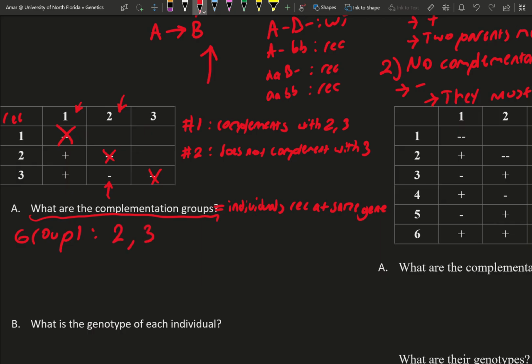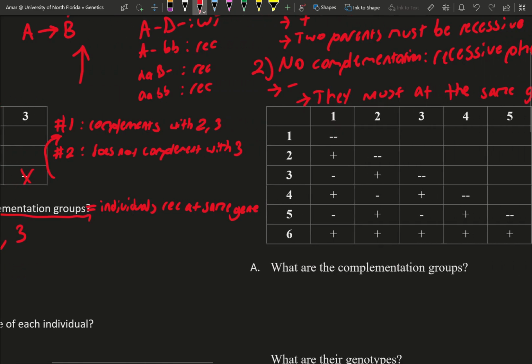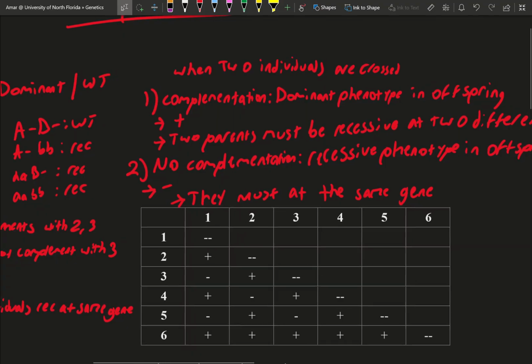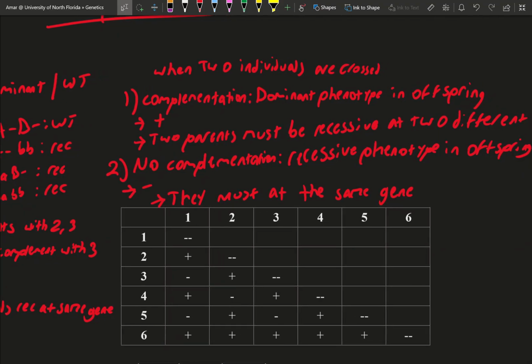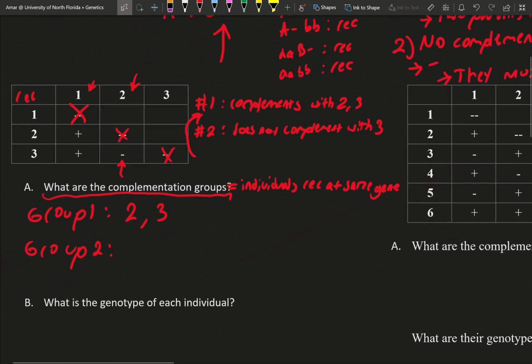And then we're left with individual number 1. So what do we do with individual number 1? We said that it complements with both 2 and 3. Because individual number 1 complements with 2 and 3, it has to be recessive at a different gene than 2 and 3. So therefore it would be in a different group. So 1 will be in group 2. That's essentially how to answer this question.